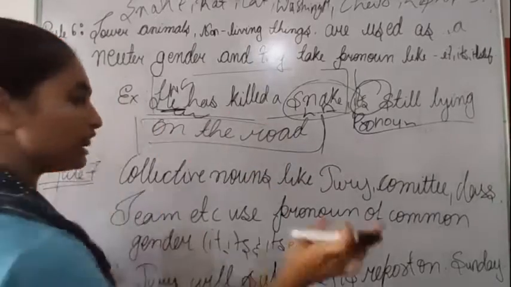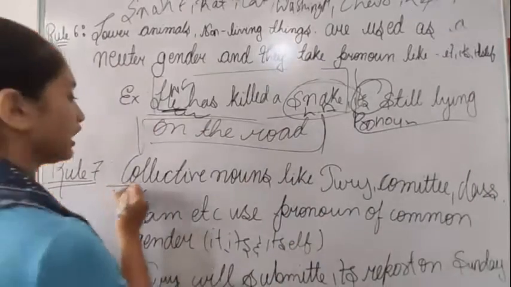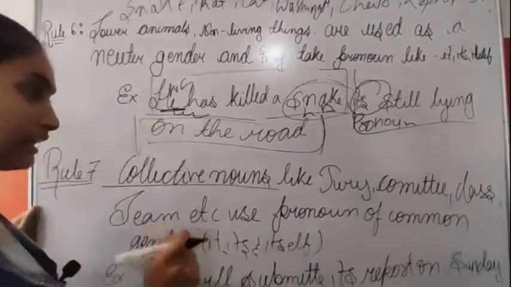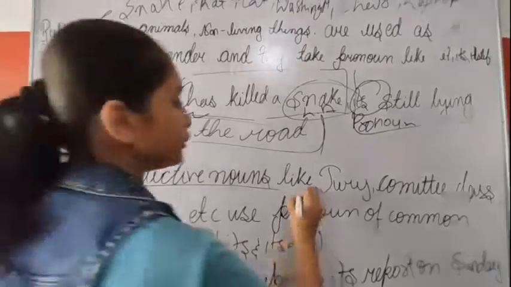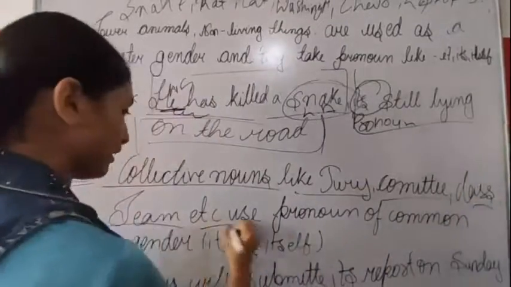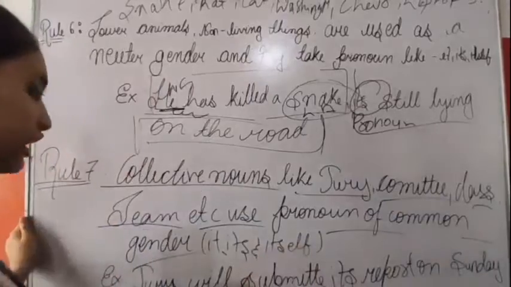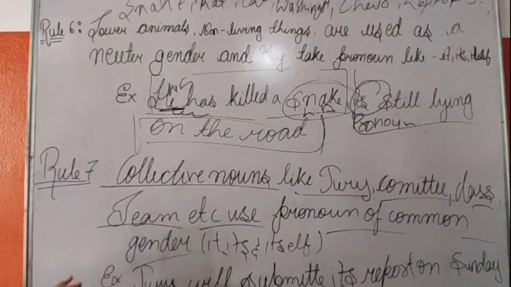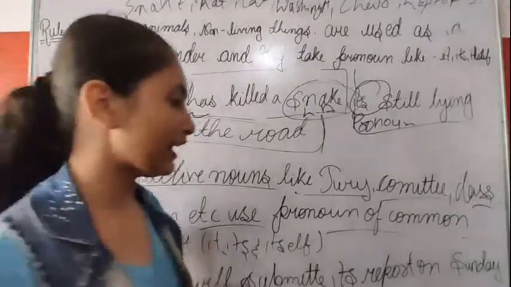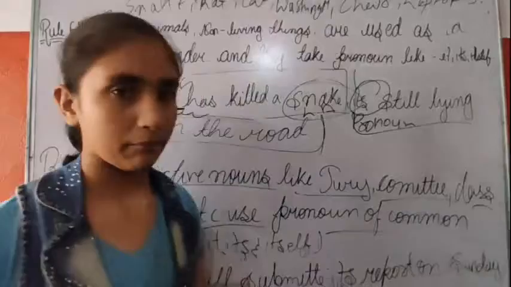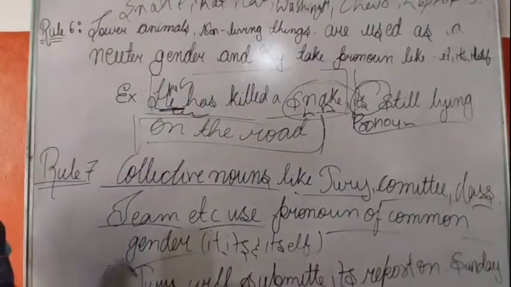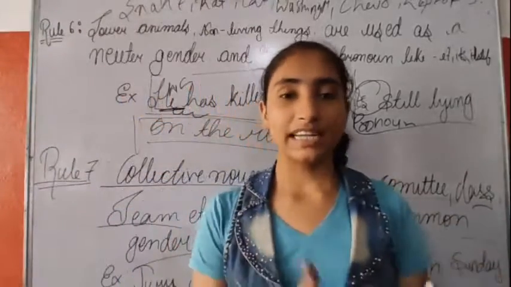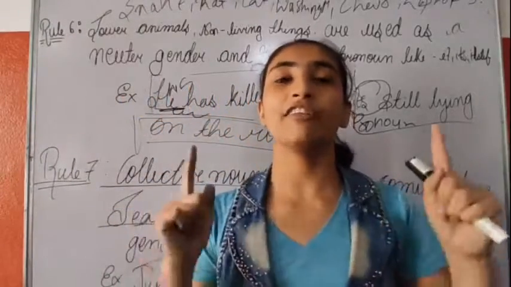Now let's move to the last rule of this chapter. Collective nouns. From the name you can identify that a collective noun means the collection of something. Jury, committee, class, team, etc. use the pronoun of common gender, just like its and itself. Again I am repeating: Jury will submit its report on Sunday. The army has brought its tank. The team has declared that it will win the match.